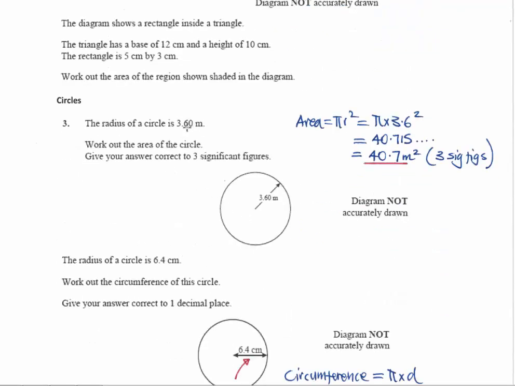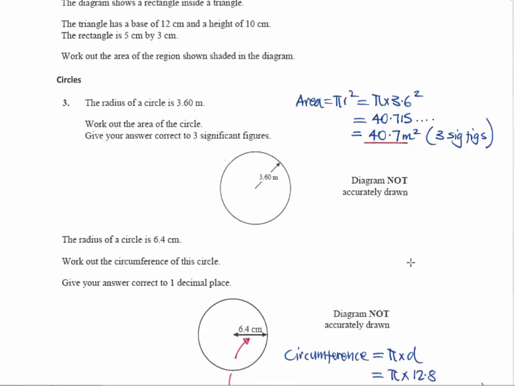The area of a circle is found with the formula pi r squared, which means pi times radius times radius. You square the radius. Okay? Don't times it by pi and then square it. So it's pi times 3.6 squared, which gives me this answer here. Okay? And then you round it to 3 significant figures. So 1, 2, 3. Okay, this is my answer, and this is it rounded to 3 significant figures. If you didn't do that part, you'll drop a mark.